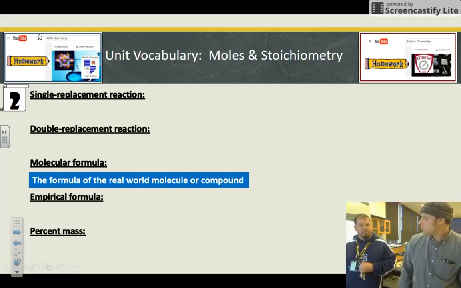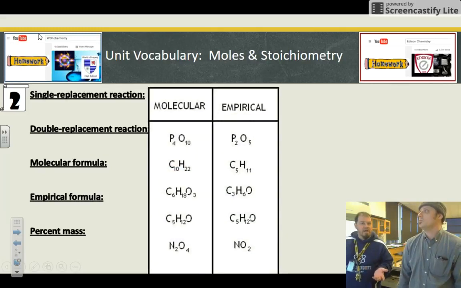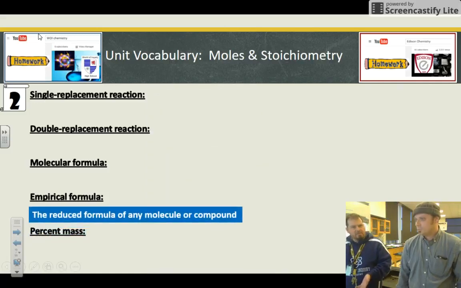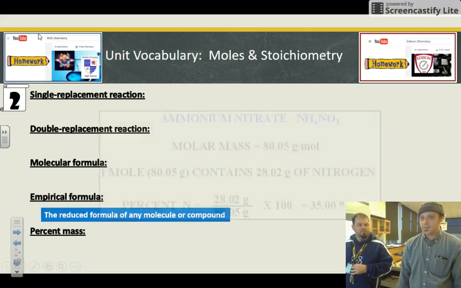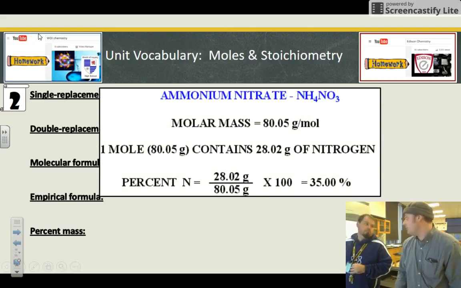And some of these molecular formulas that are large can be broken down into what we call the empirical formula. So you can see on the left-hand side, I have molecular formulas, and then a reduced form into the simplest terms is what we call the empirical formula. They're like the building blocks. So this is just a reduced formula of any real-world molecule in its base units. It's an abbreviated real-world molecule.